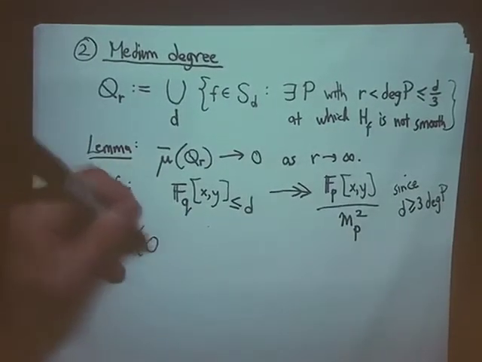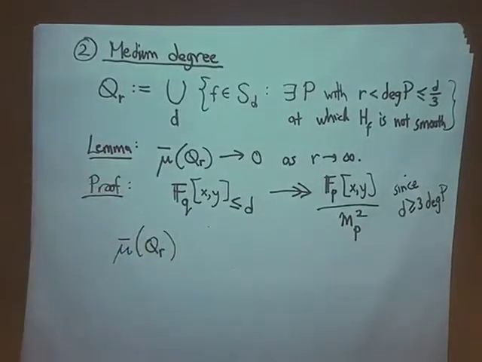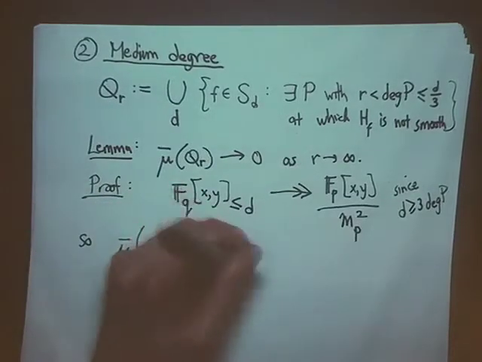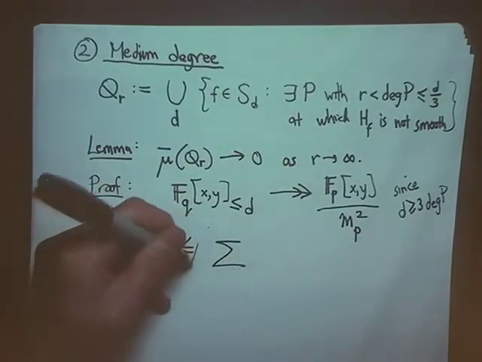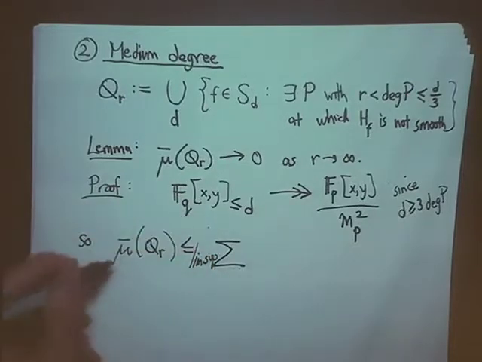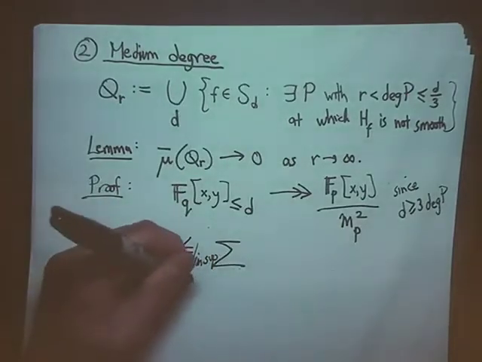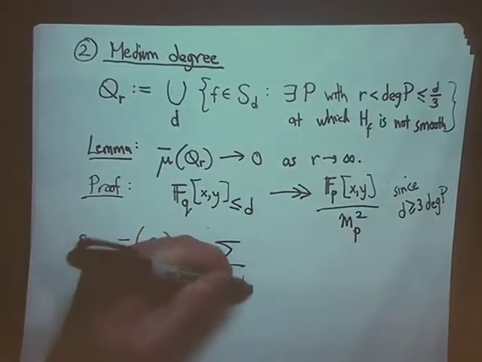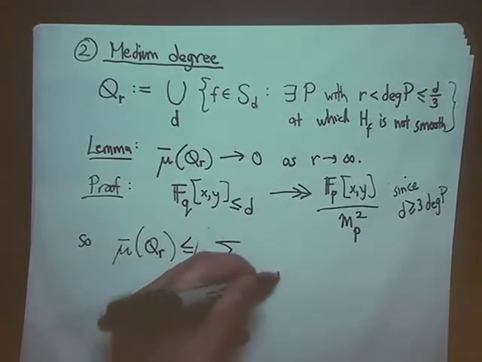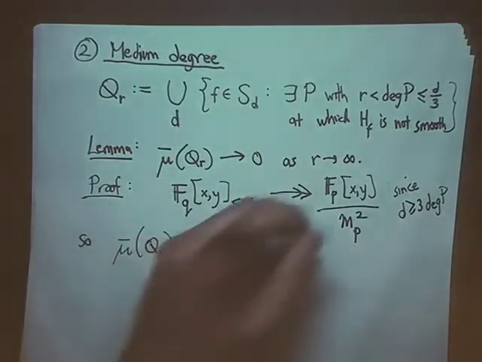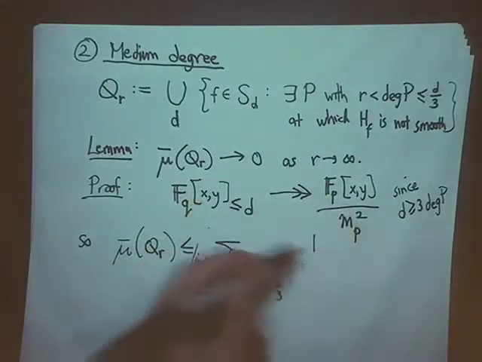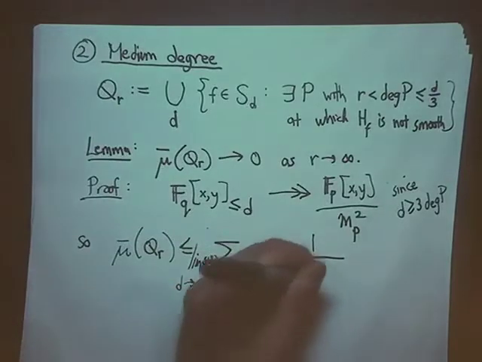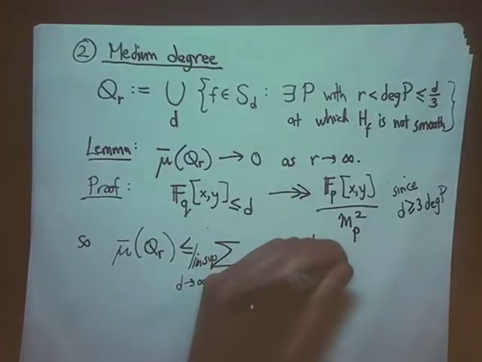this density is going to be at most the sum over all these points P, and I guess there should be a lim sup in here because I'm taking this upper density, lim sup as d goes to infinity, of the sum over all these points P with degree between r and d over 3 of the fraction of things that go to zero. That is exactly the fraction of elements of this space that are zero, which is 1 out of the total size, which is q to the 3 degree p.